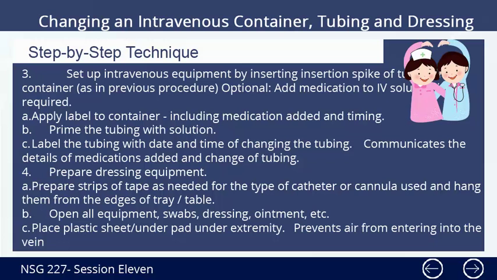4. Prepare dressing equipment. A. Prepare strips of tape as needed for the type of catheter or cannula used and hang them from the edges of tray or table. B. Open all equipment, swabs, dressing, ointment, etc. C. Place plastic sheet or underpad under extremity. Rationale: prevent air from entering into the vein.